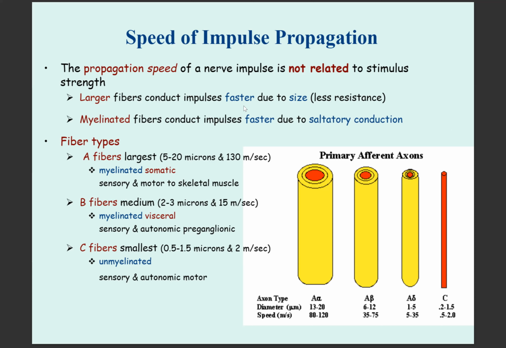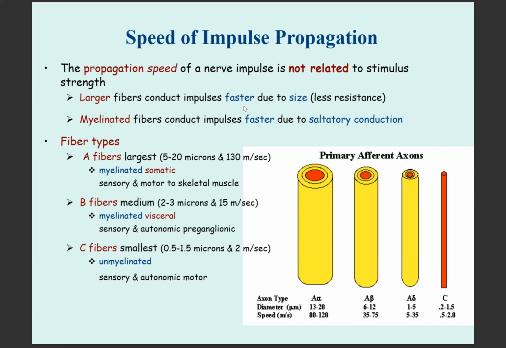So depending on the size, we have A fibers, B fibers, and C fibers. A fibers are the biggest, and they're myelinated somatic sensory or motor axons that give an effect to the skeletal muscle or take their information from the skeletal muscle or the skin.